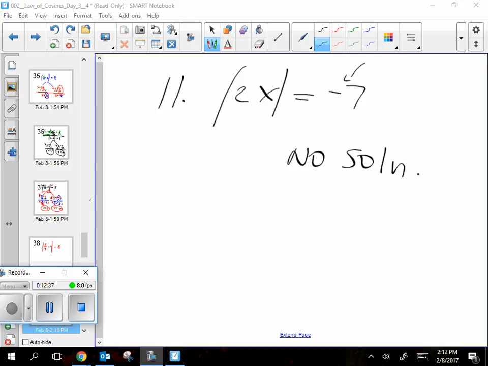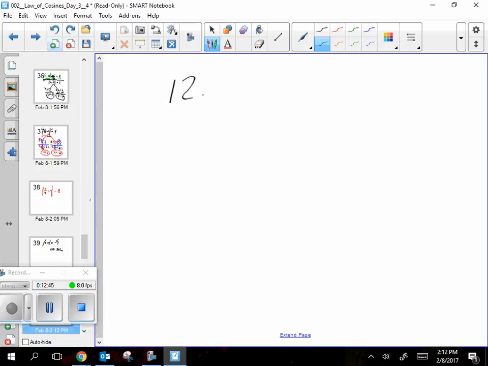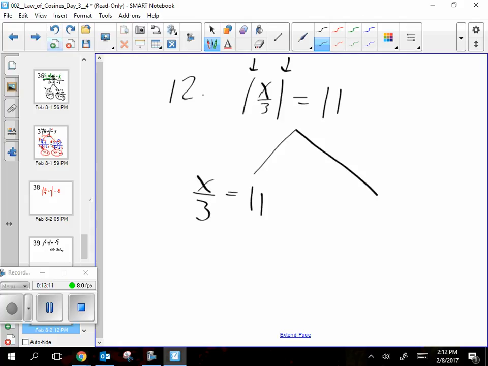Watch for that on your test too, because you can't have absolute values equaling negatives. Okay, number 12 is a lot like it, but it actually works, because it's not making you have an absolute value come out negative. So, one thing I wish I would have said is that when you make these two equations, the one on the left is the exact equation you started with, but without the absolute value bars. Those just go away, and you have x over 3 equals 11. You just copy the original equation, but with no absolute values.